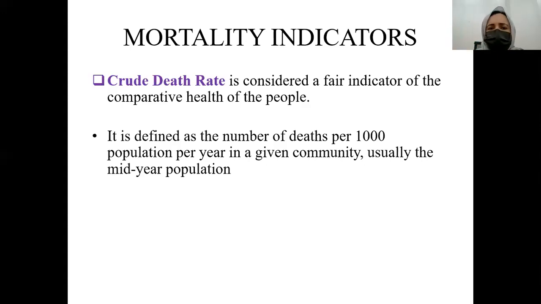Fine. In any country, any population, any community, what is the death rate and how will it be calculated? It is defined as the number of deaths per 1,000 population per year in a given community. From this you can infer that these indicators are basically rates. That is, at what rate a phenomenon is occurring in a fixed community.